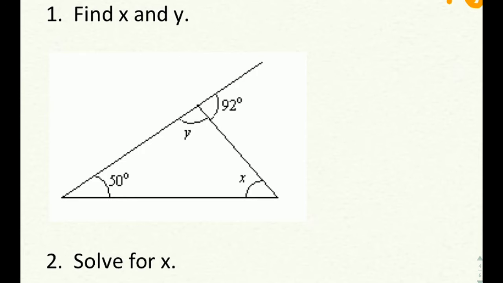So we'll start with one. We have a straight line here, and whenever we have a straight line, we know that the total of these angles is going to be 180 degrees.